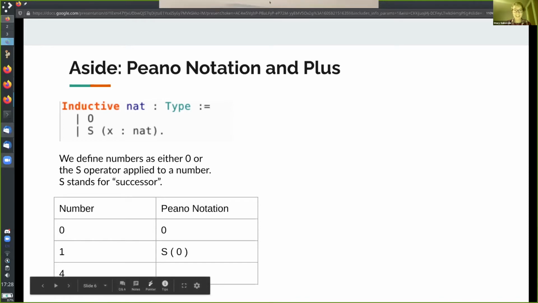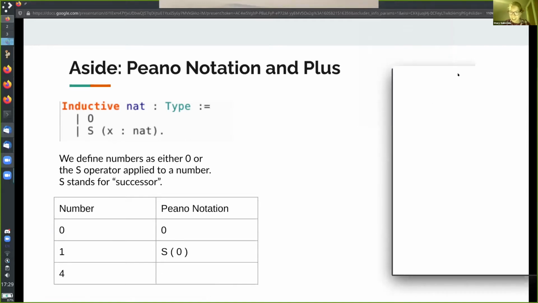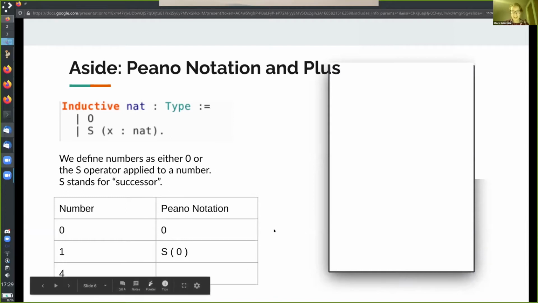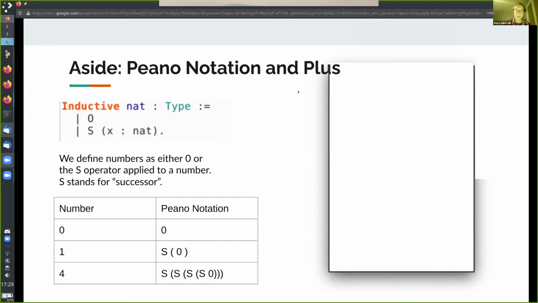I guess I can't see the chat anymore. Let me take a look in the chat. Yeah, that's right. Anubam and Raymond, sorry if I mispronounced your names. It's S of S of S of S of 0. It kind of looks like a piano as well.